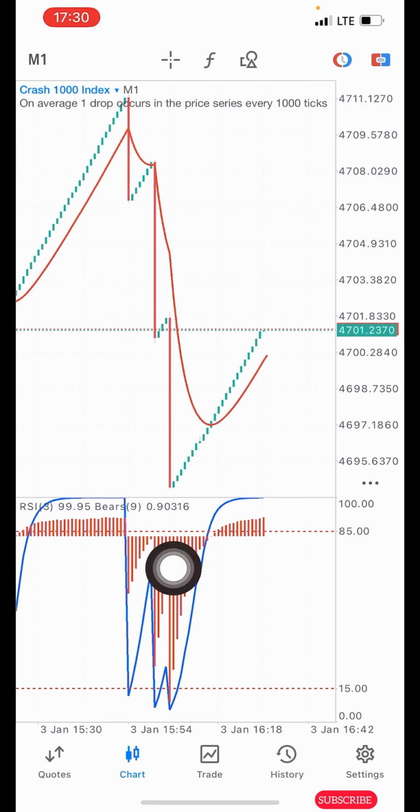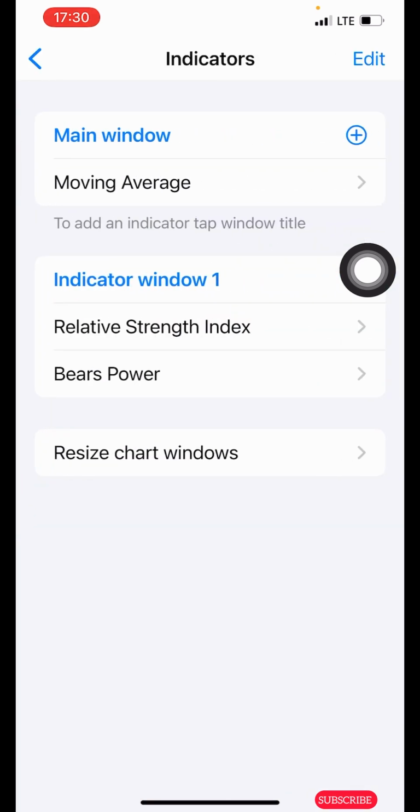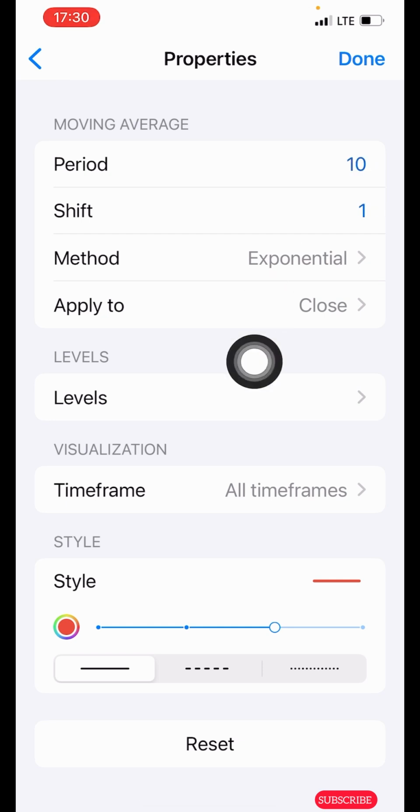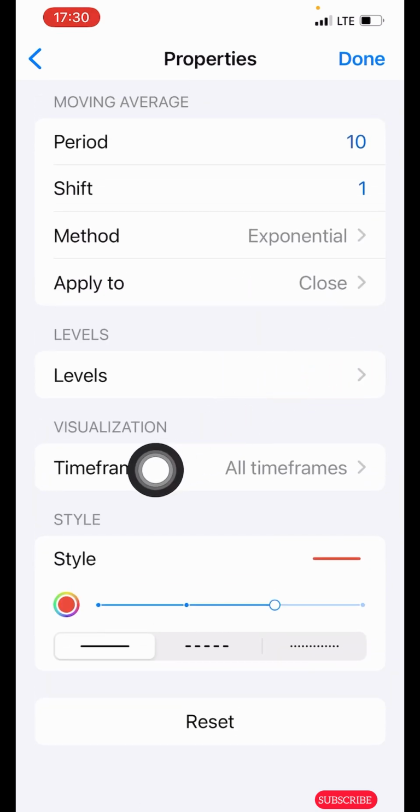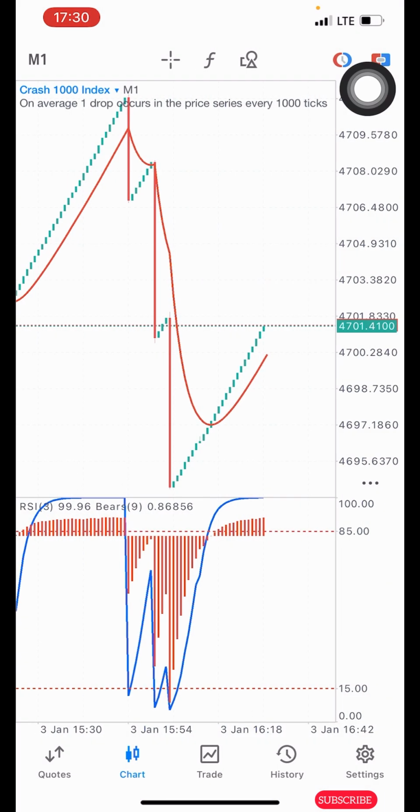For this strategy here, you have to click on this F icon here. After clicking on that, you search for the moving average, which is our first indicator here. So you click on the main window plus icon, you search for a moving average. These are the properties for it. The period is 10, shift is 1, method is exponential, apply to close, the level you leave as it is, time frame is all time frame, the style you make it color red, 3 pixel, you click on done, and you are going to have this moving average here on your main chart.